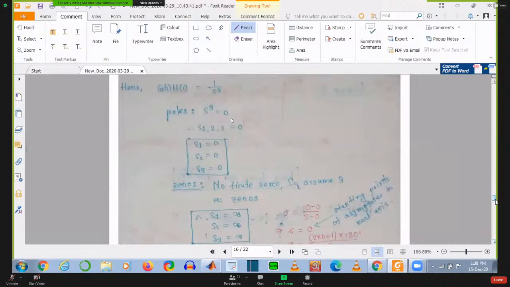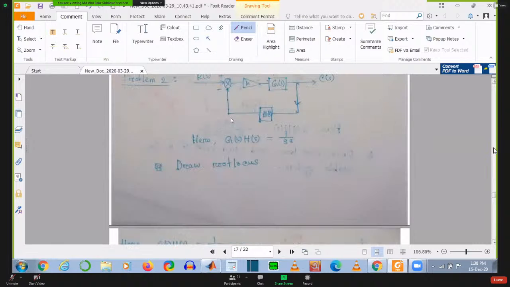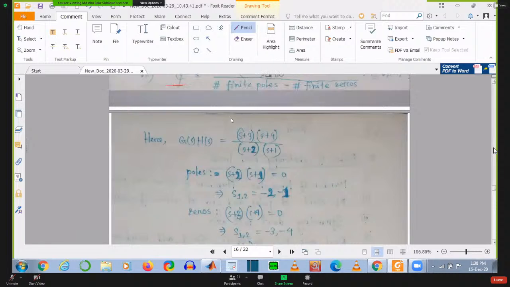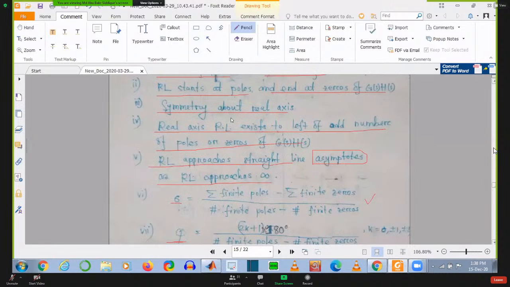So sigma actually determines the starting point of the asymptotes in the real axis. What will be the starting point of asymptotes in the real axis? Suppose you have 3 branches, so each of the branches has a starting point in the real axis.